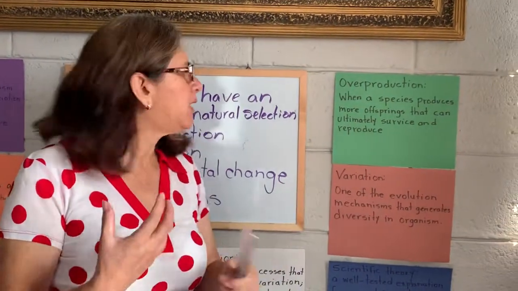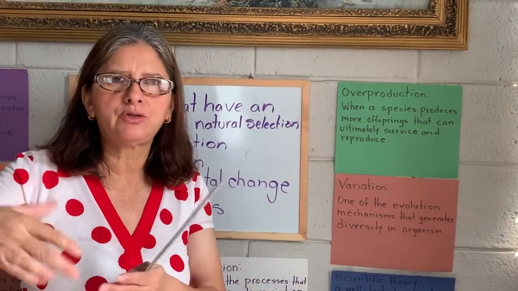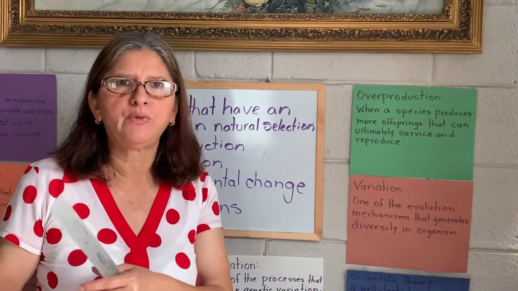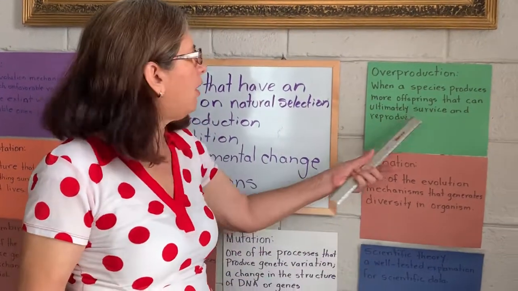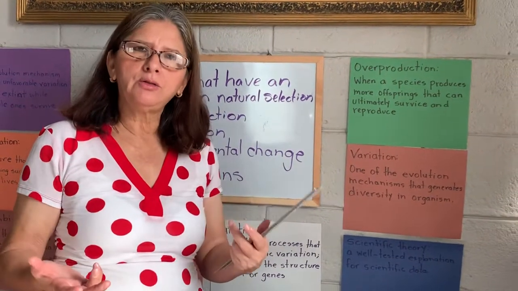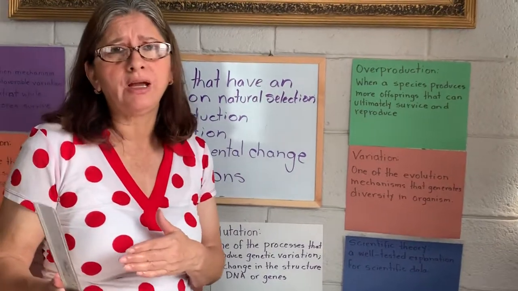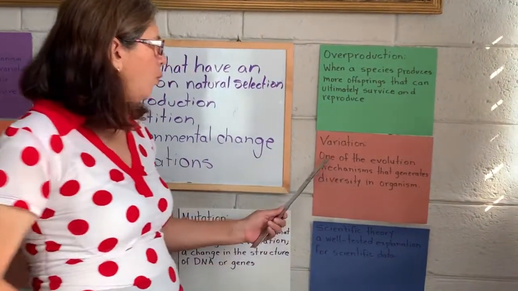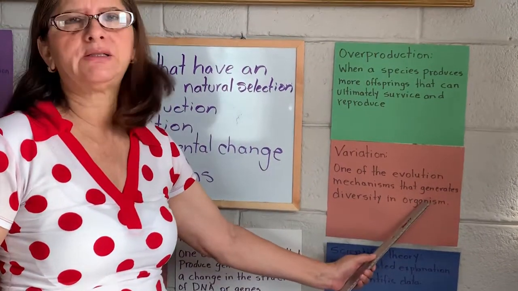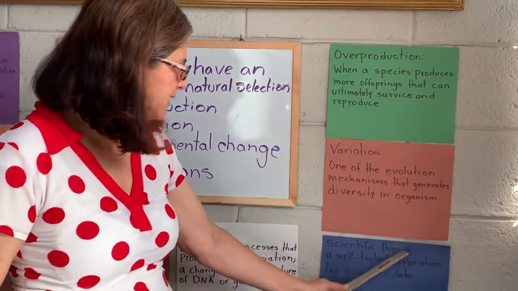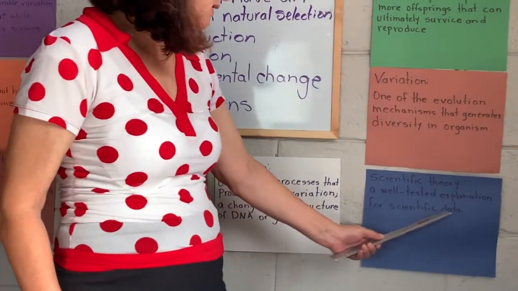I mean, overproduction doesn't mean that all the organisms are going to be viable. Some of them are going to die, because not all the offspring are going to stay alive. Now, variation. One of the evolution mechanisms that generate diversity in organisms. And the last is the scientific theory. It's a well-tested explanation for scientific data.